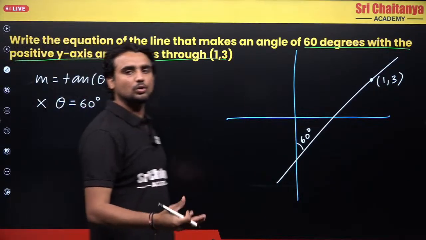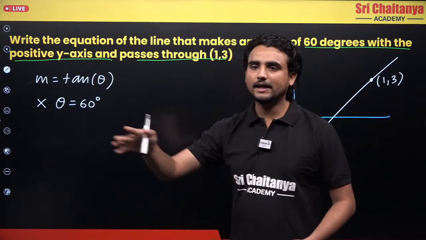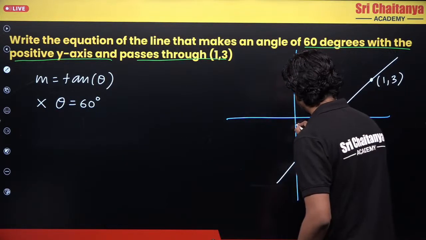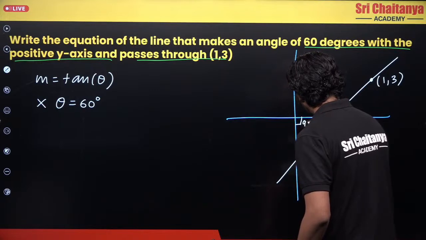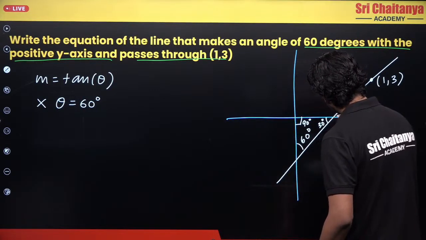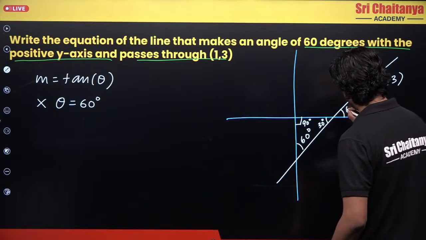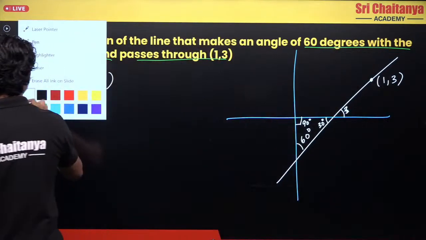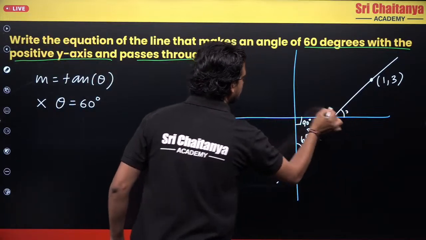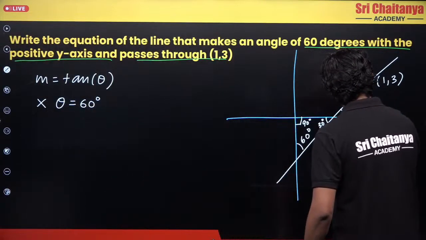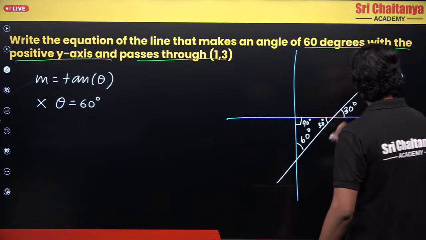Because to calculate theta, I need the angle with the positive x-axis. This is not with the positive x-axis. This will be 90 degrees, so this will be 30 degrees, right? This will be equal to 30 degrees. So basically this is the angle which I need, 30 degrees.